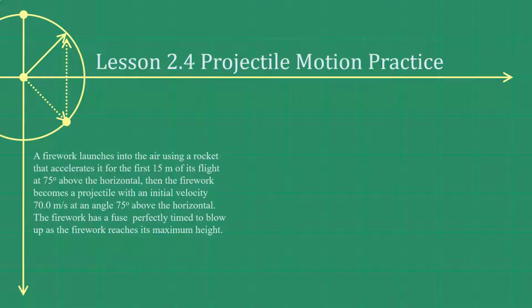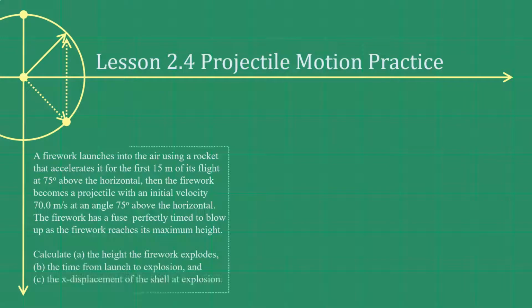The things we're going to be asked to find are three different things. First of all, the height at which the firework explodes. Thankfully, that's its maximum height, so that's probably going to be pretty easy to calculate with, because I know that the velocity in the y dimension at the maximum height is going to be 0. And that gives me some extra equations that I can use that might make this easy to solve.